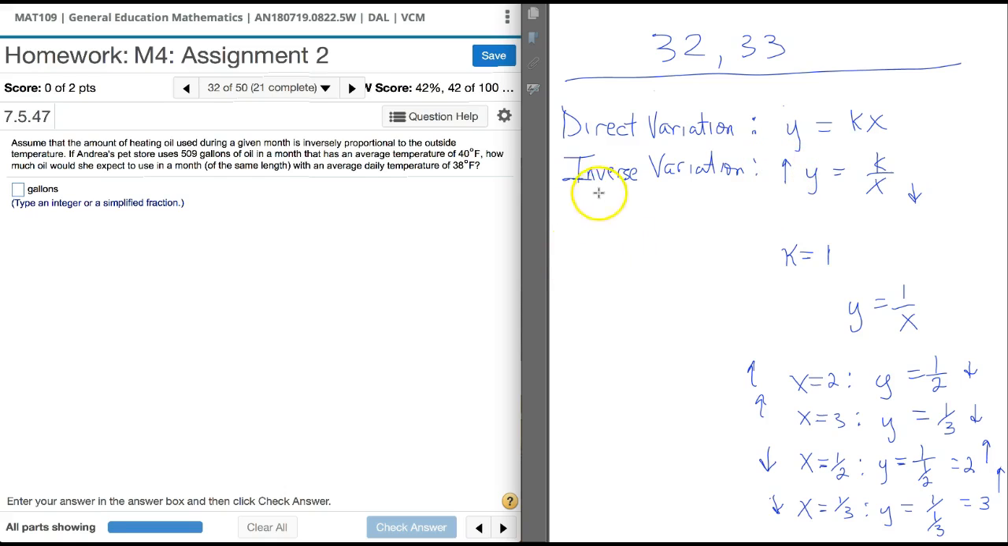Now, we also have other types of variation called joint variation.